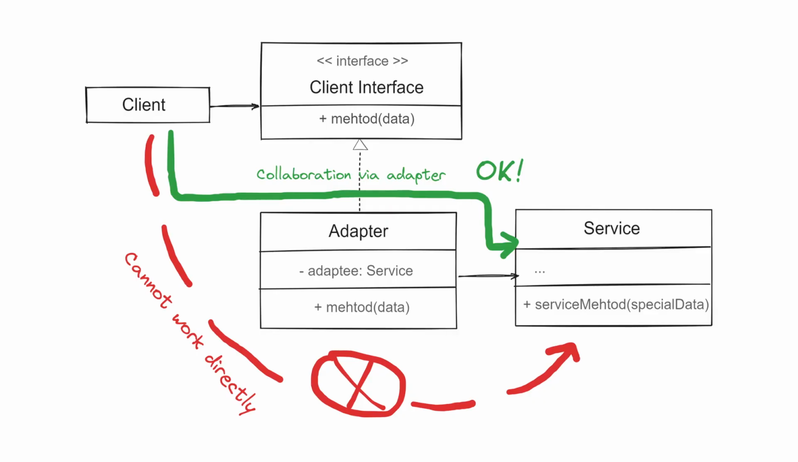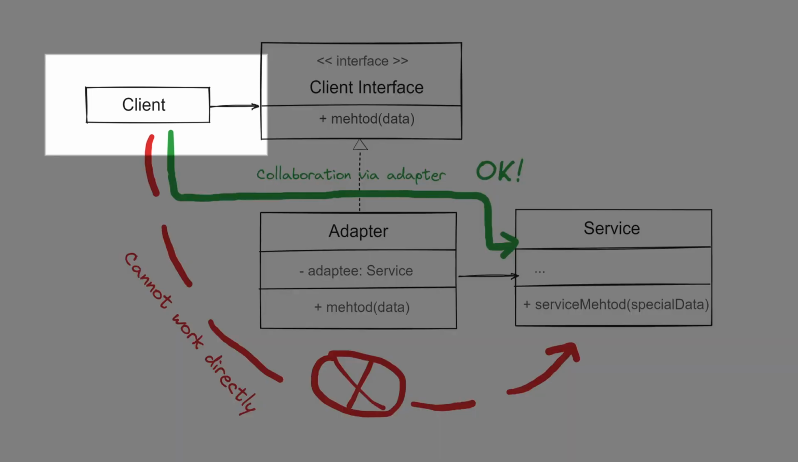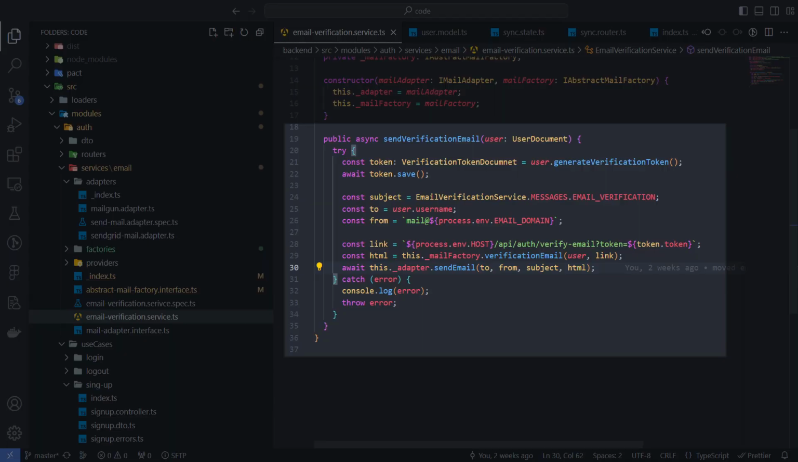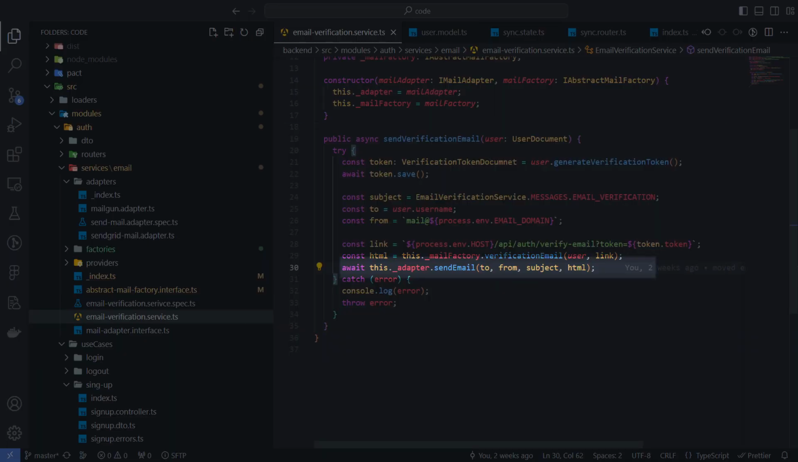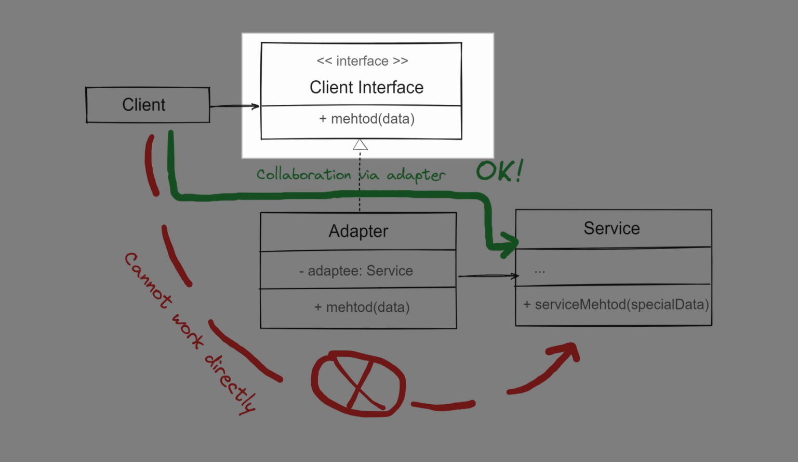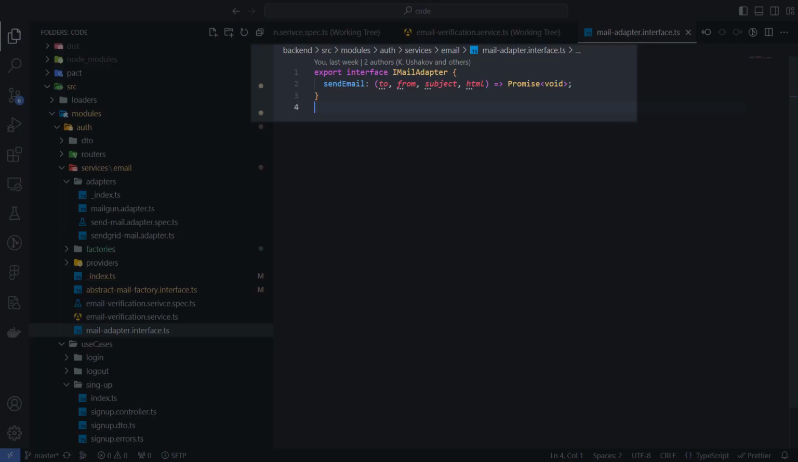Adapter is a software design pattern that allows the interface of an existing class to be used as another interface. In other words, it allows objects with incompatible interfaces to collaborate. In my case, the client is the email verification service that calls the send methods on the adapter. The client interface is some kind of expectation of client code that the adapter must meet. In my project, the mail adapter interface is pretty simple. It has only one method: send email. So this is only one method that all adapters have to implement.